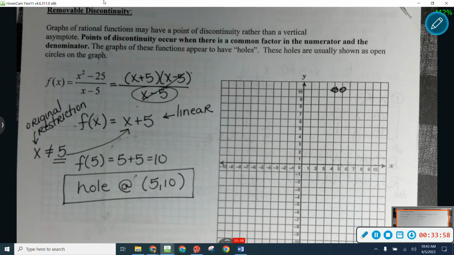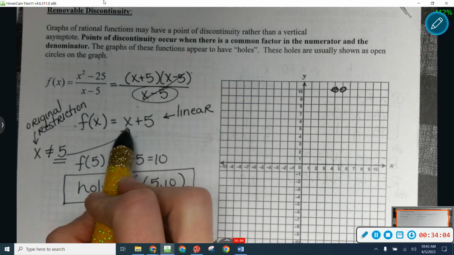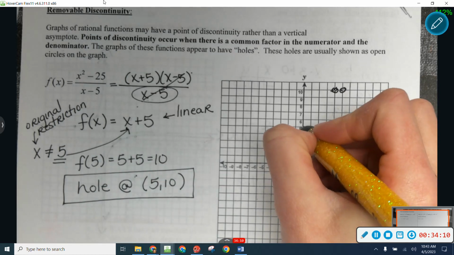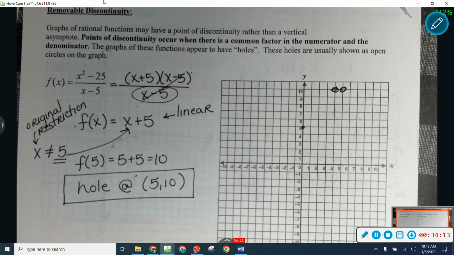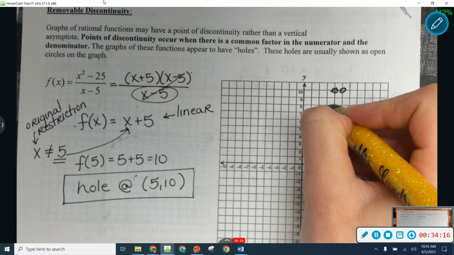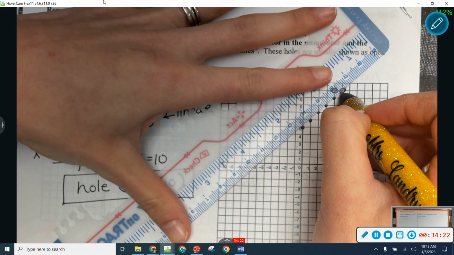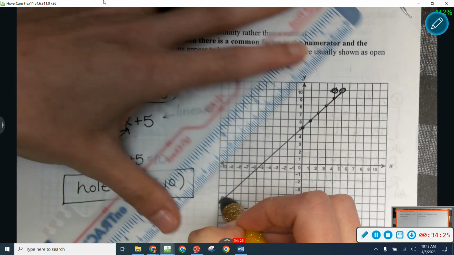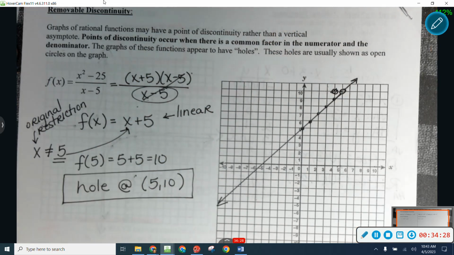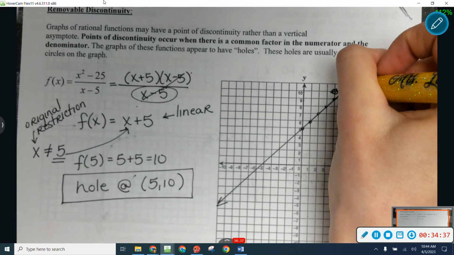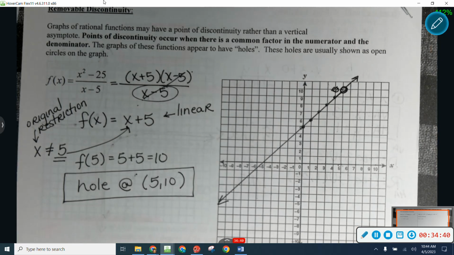So how am I going to graph this line? Well, you've got the graphing calculator, but you shouldn't have to. You should know how to graph x plus 5. My y-intercept is where? 5. And I go up 1 over 1. So I'm going to draw that line. You can either use your ID or get a ruler later. That's not going to be every single problem, so I would just use your ID. You should all have it anyways. So just a typical line with a hole at (5, 10).